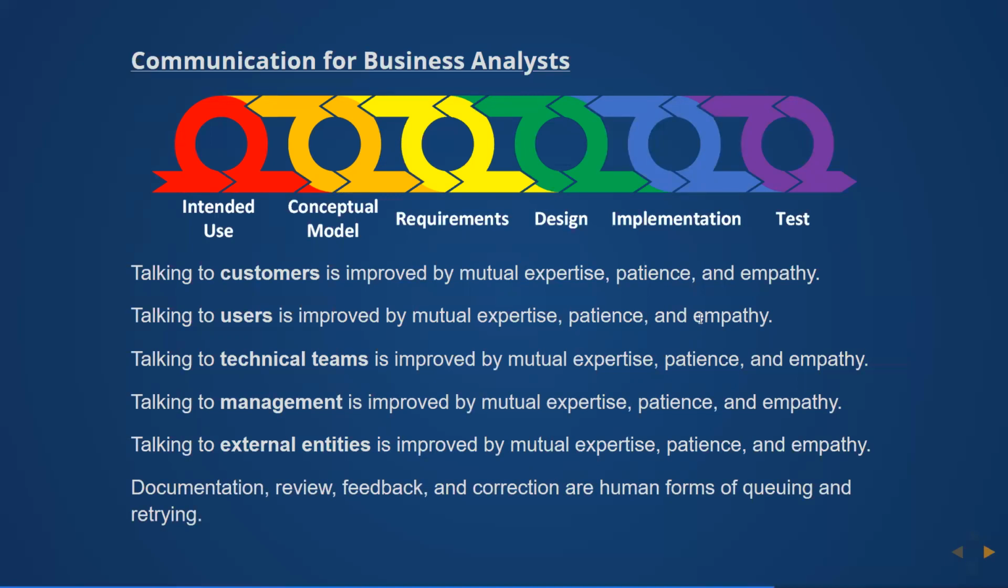Documentation, review, feedback, and correction are human forms of error checking, queuing, and retrying. So, what this diagram is saying is you go through cycles of figuring out what the whole project's going to be, and you go around and around until you agree, and then you go to the next step, which in this case is figuring out what's going on. And you go around and around and back and forth until you all agree on that.